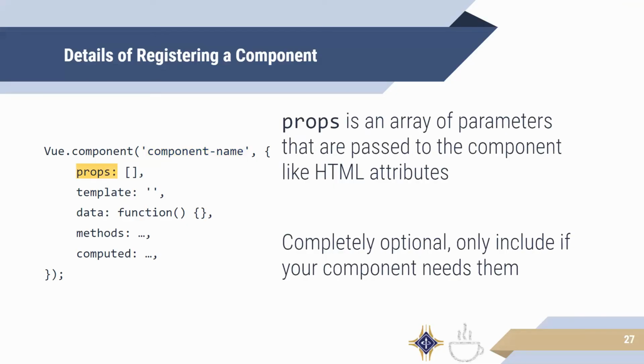Props is probably the cooler one, the first new thing we'll talk about in components. They're going to be an array of all the props, or parameters, that you want to pass from the main Vue instance to this component. They're passed like HTML attributes, and they're completely optional. So you should only really have this if you absolutely need props. If you don't, no worries, don't bother including it at all. We'll go through a much better example of how this should look in the program.